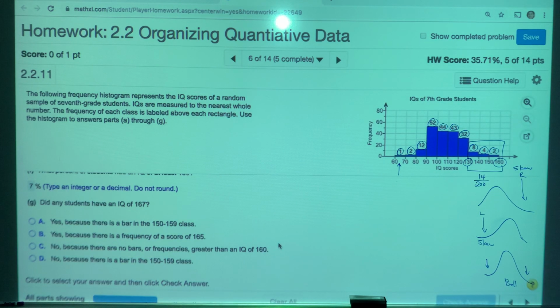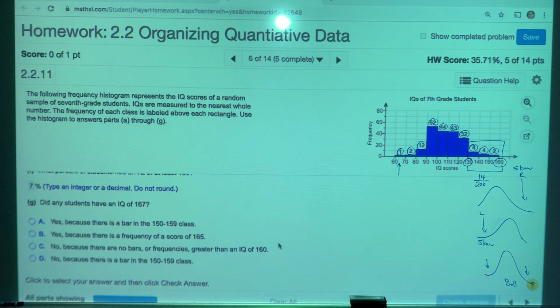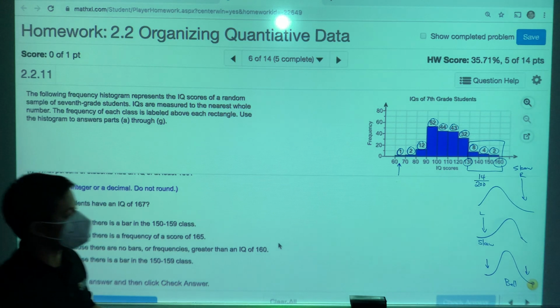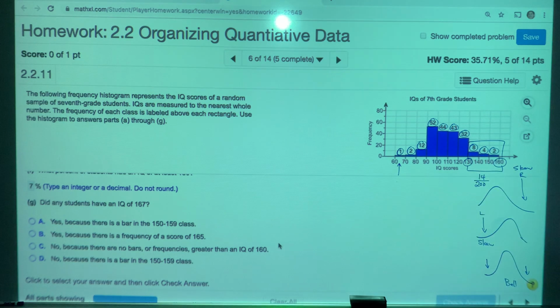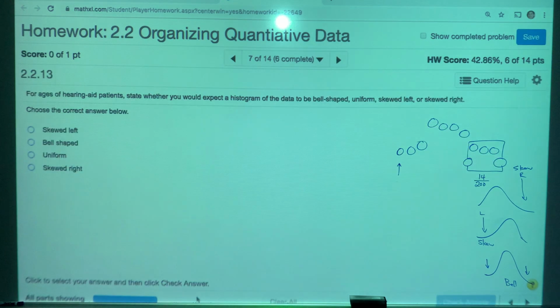Okay. All right, now, let's answer the next part, shall we? Did any students have an IQ of 167 in my sample? Well, all you gotta do is go look at your sample and see if you had anybody that falls in that category. For me, I don't have 167. My graph stops at 160, which means that the last category that had students fall into it, the last class, was 150 to 159. Now, if there was one, it would show, but there's not. So, no, because there are no bars or frequencies that are greater than an IQ of 160. Okay, and that's it for that one.